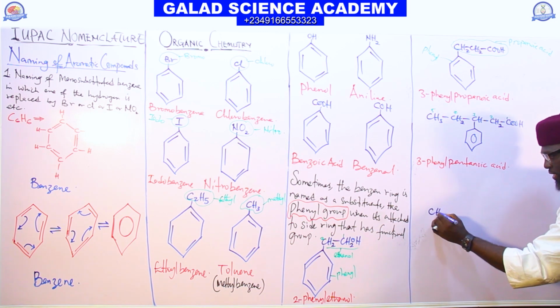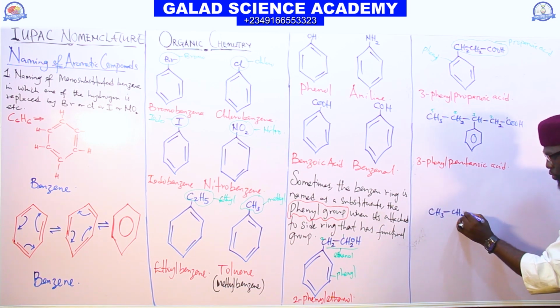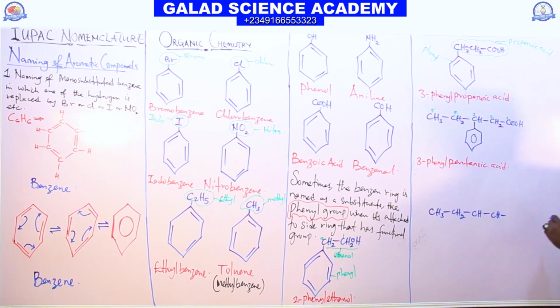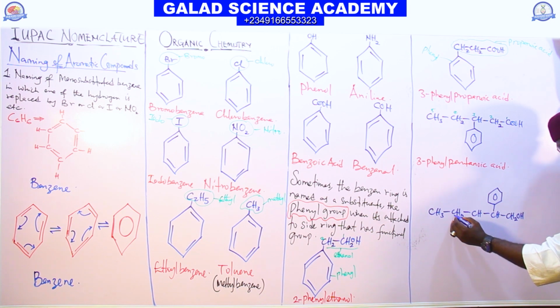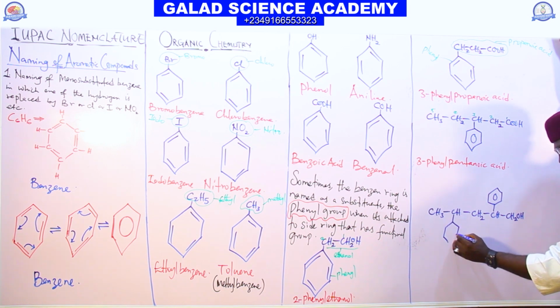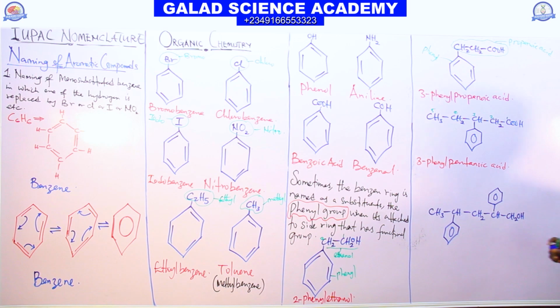Or let me give you the last one. Example, we have CH3, CH2, CH, H, H, 2, OH, and here we have this structure, and at this side too we have another of this structure. We are now asked to name it.